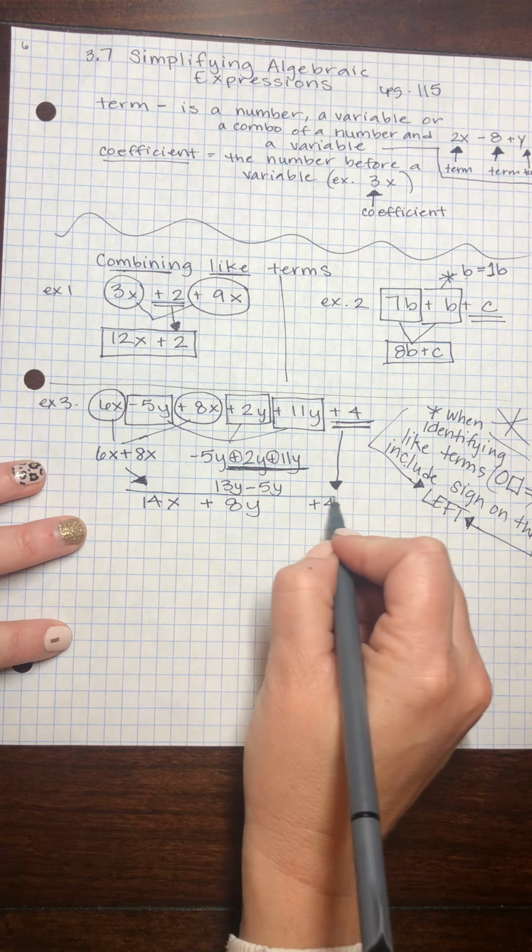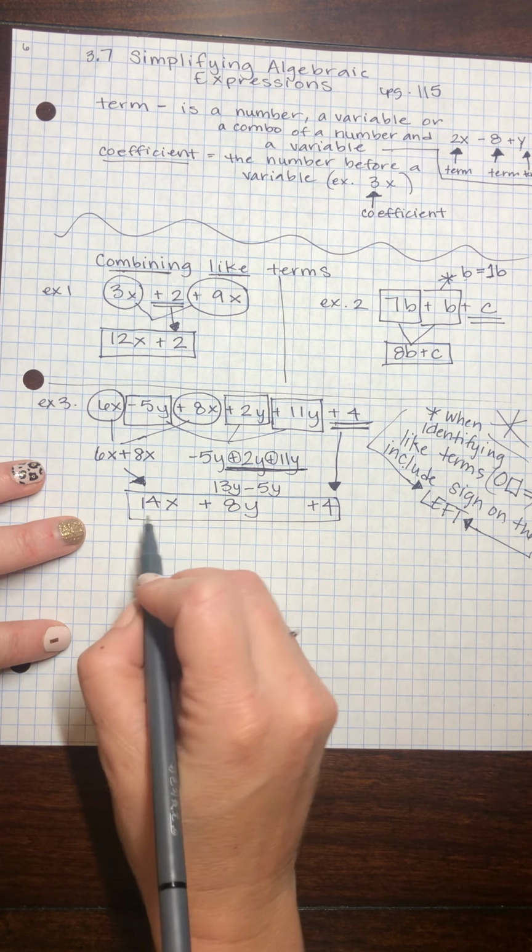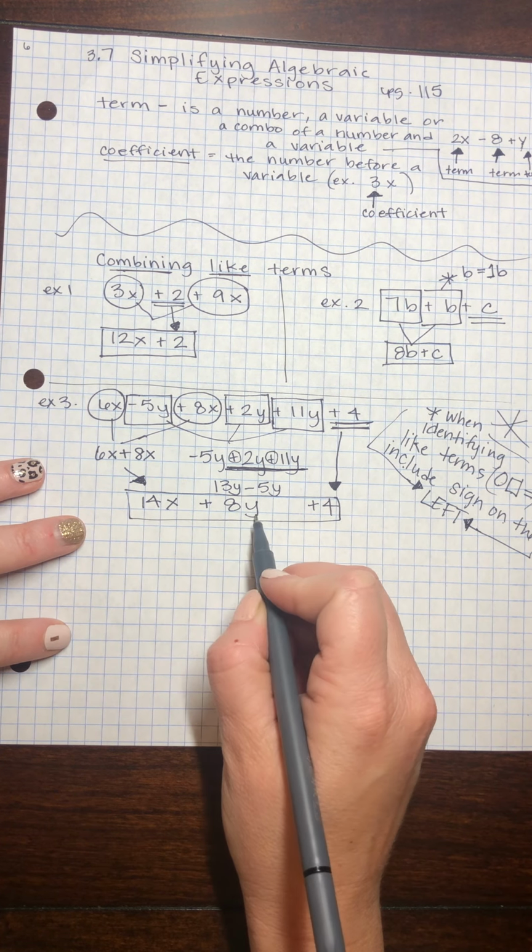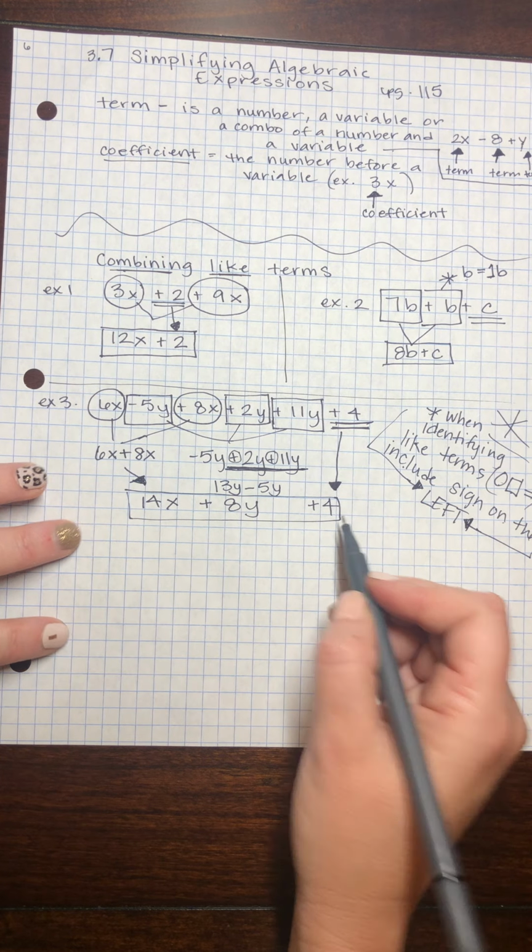So for my final answer, I have 14 x's, I have 8 y's, and then I have just 4 all by itself.